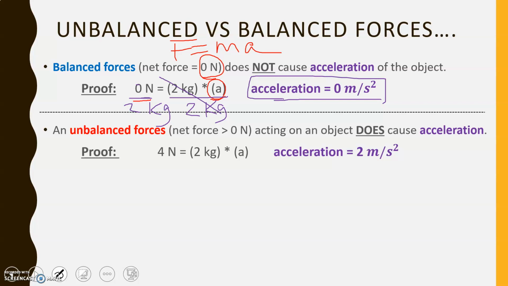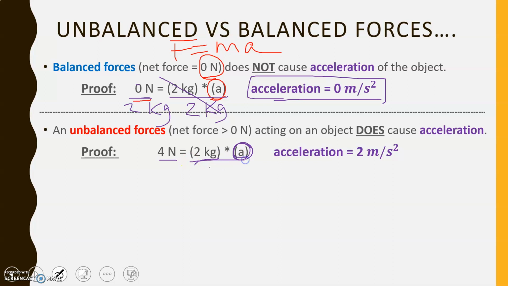So, of course, let's prove it. So, net force, anything greater than 0. I picked 4. So if we have 4 newtons equals the mass, well, I just use the same mass as before. Maybe it's a ball that weighs 2 kilograms. So plug in 2 kilograms, and it's multiplied by acceleration. So again, we're solving for this acceleration, trying to determine what the acceleration might be in this situation.